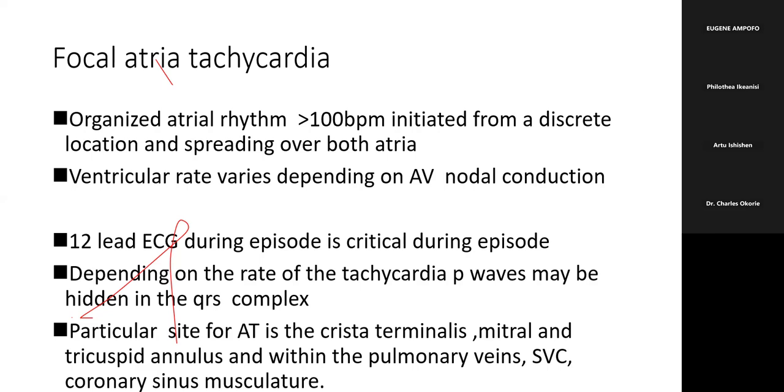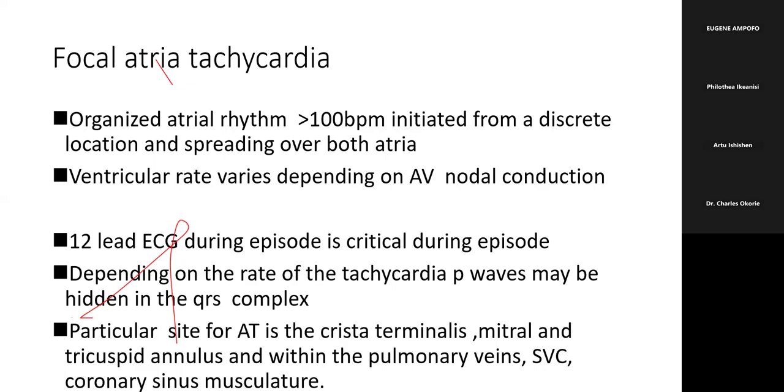Depending on the rate of the tachycardia, the P wave may be hidden in the QRS complex. Particular sites for focal atrial tachycardia are the crista terminalis, the mitral and tricuspid annulus, and within the pulmonary veins, superior vena cava, and the coronary sinus musculature.